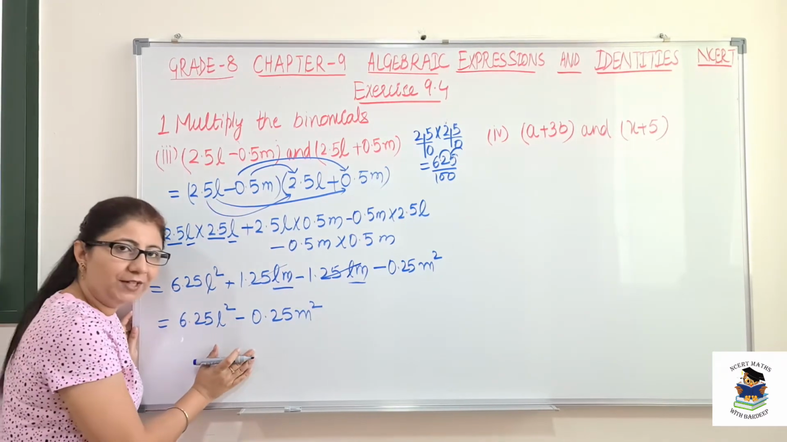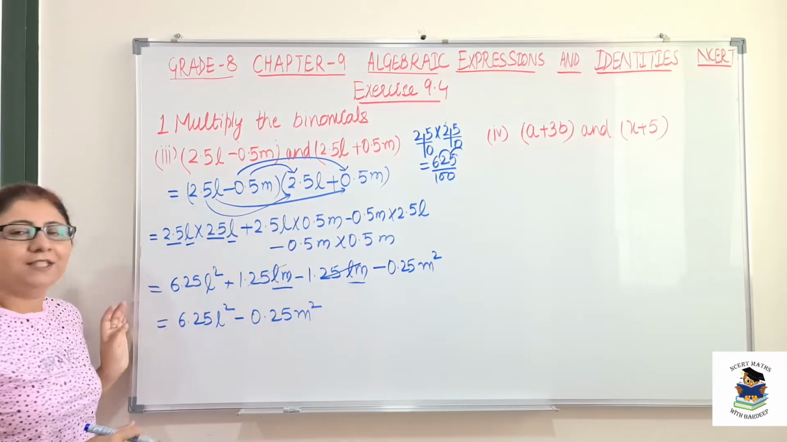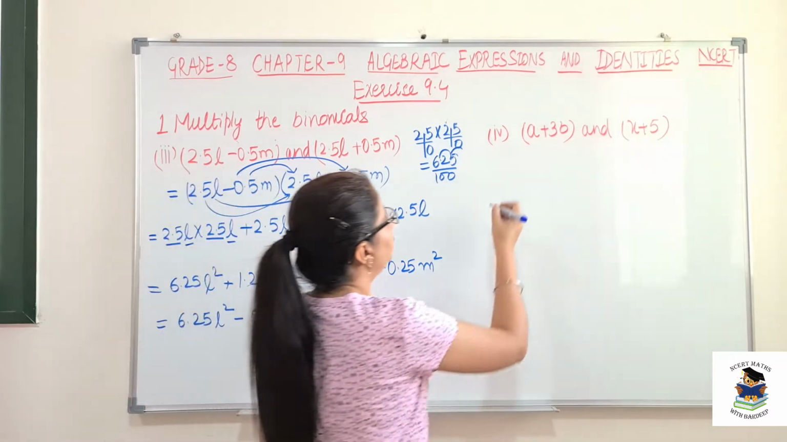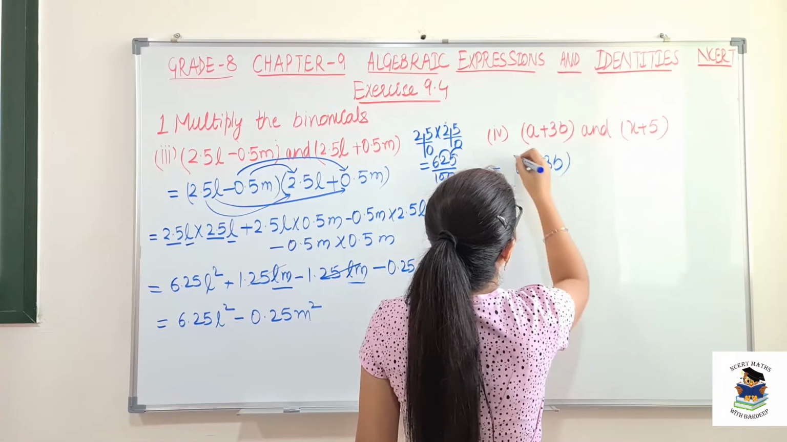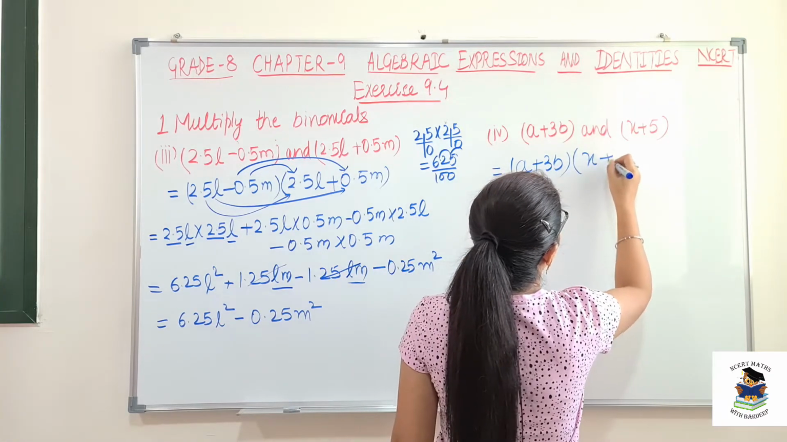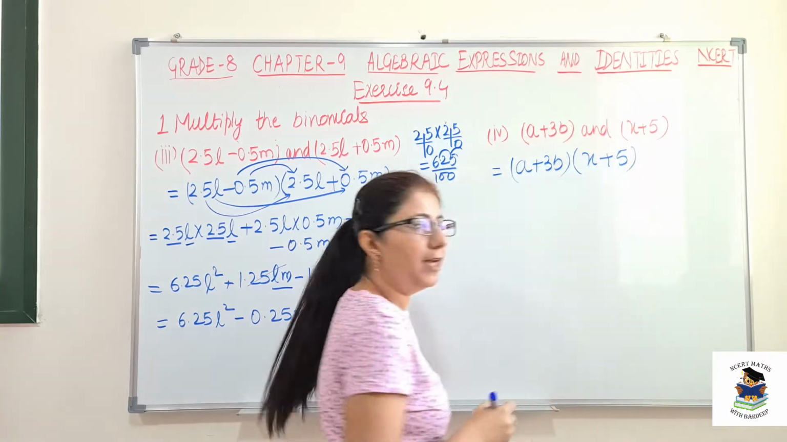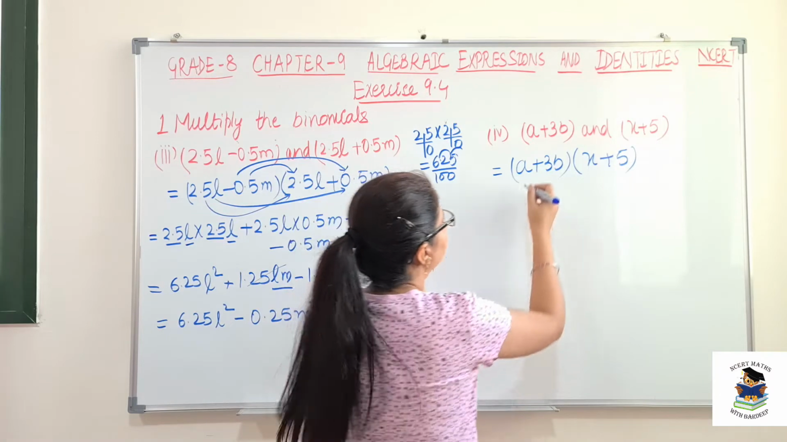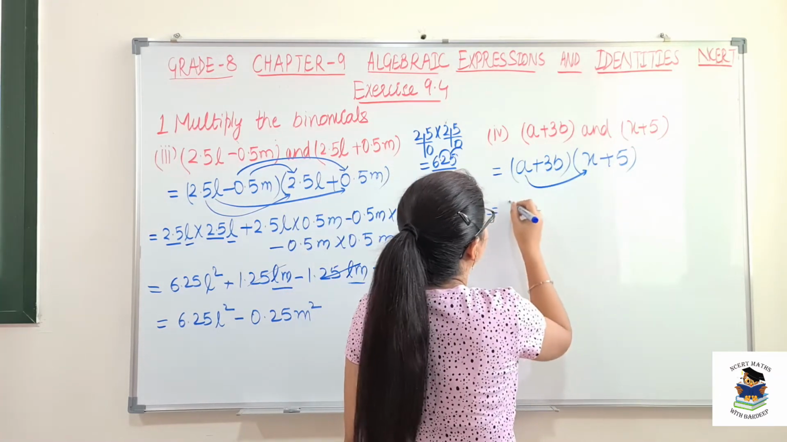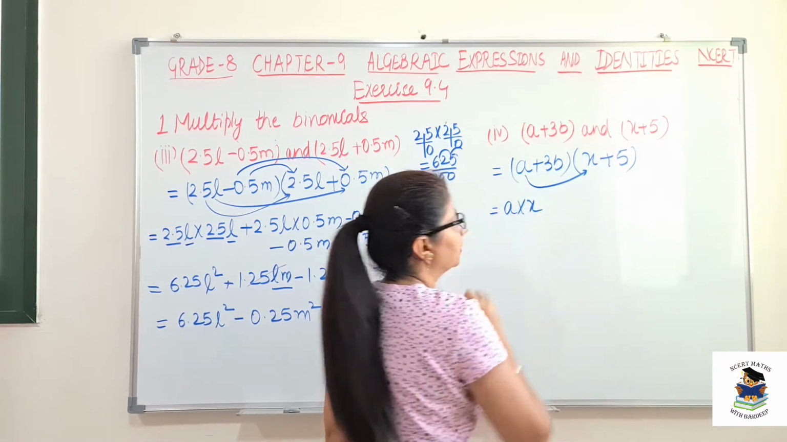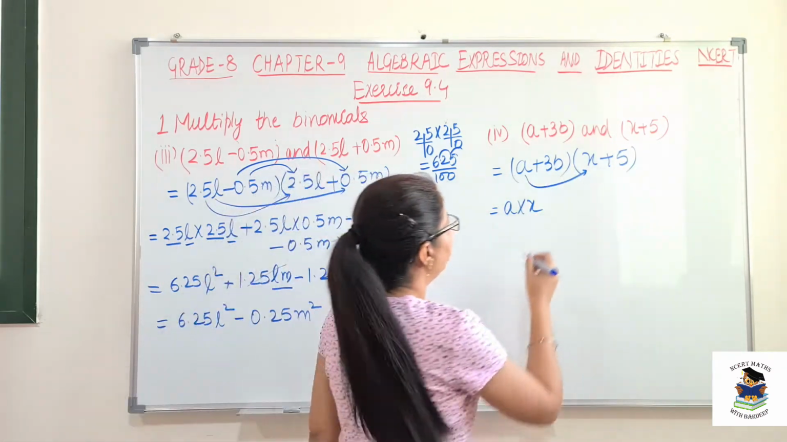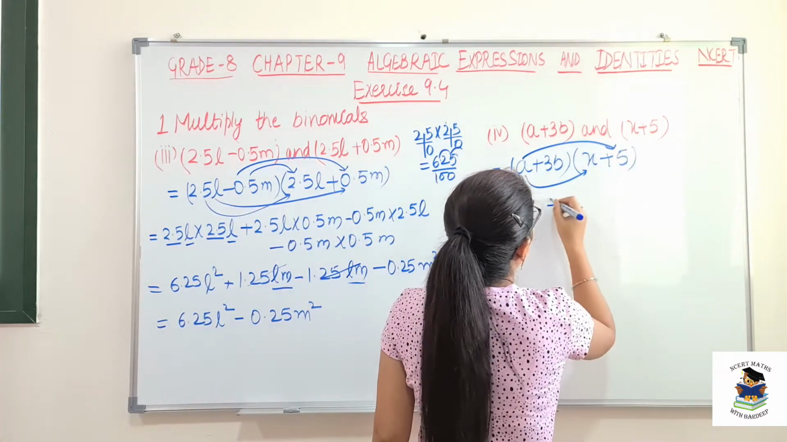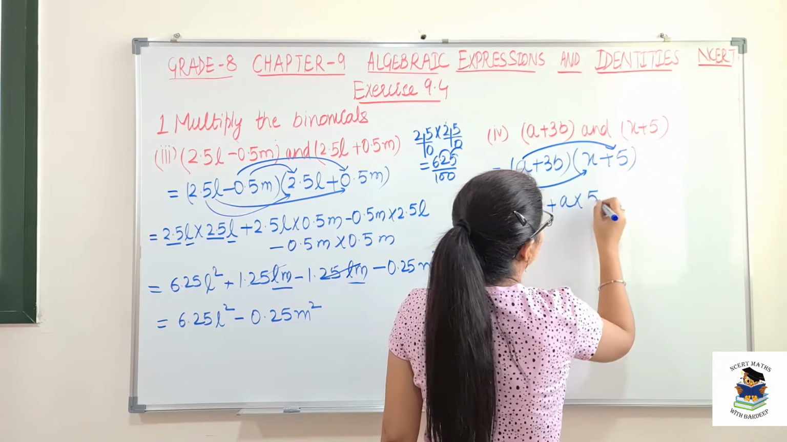Okay, so this is our answer for this part. Now let's see the fourth part. Here we have a plus 3b multiplied with x plus 5. So how to do? First a should be multiplied with x, right? Now this a should be multiplied with 5. This one, that is a into 5.